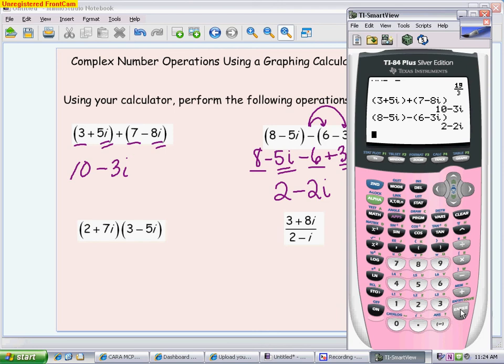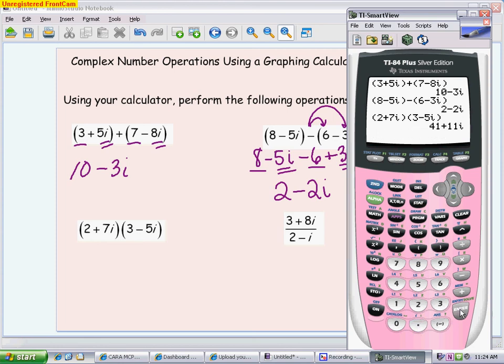Now the third one, I definitely want you to go through and do this with a calculator. It's much easier that way. It's something that you would be asked to do on an SAT question or an ACT question, and you would have the ability to use your calculator, so I want to make sure you can do that. So we're going to type it in parentheses, 2 plus 7i. Close your parentheses. You don't even need to hit a multiplication sign. You can just put another parentheses. 3 minus 5i. Close your parentheses and hit enter.